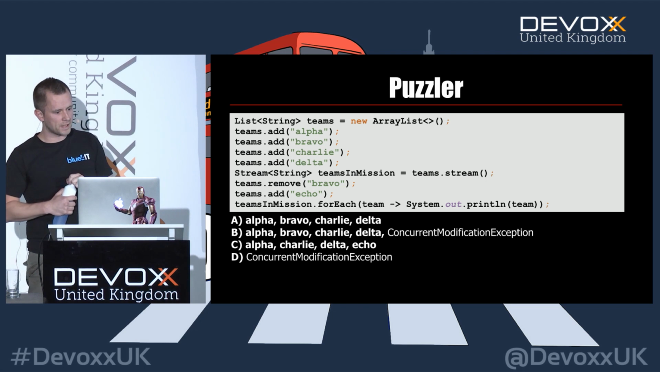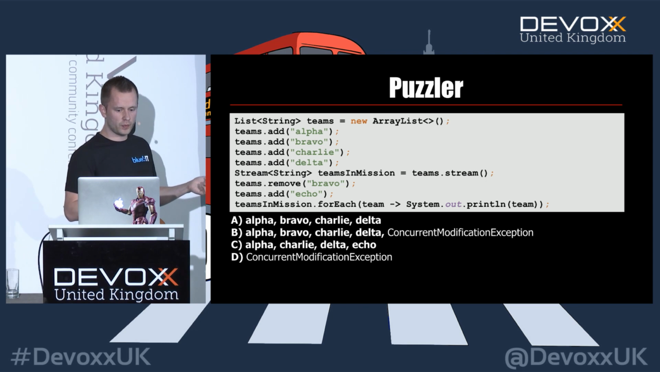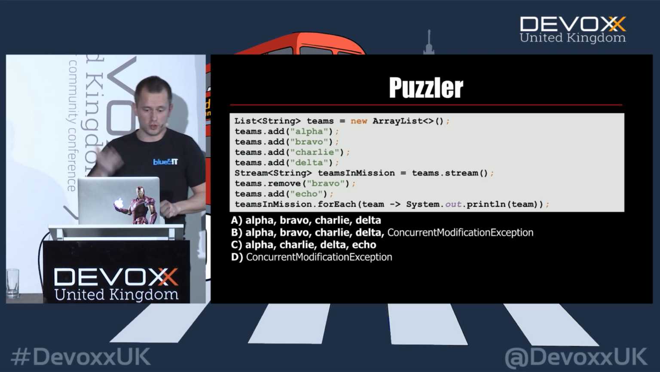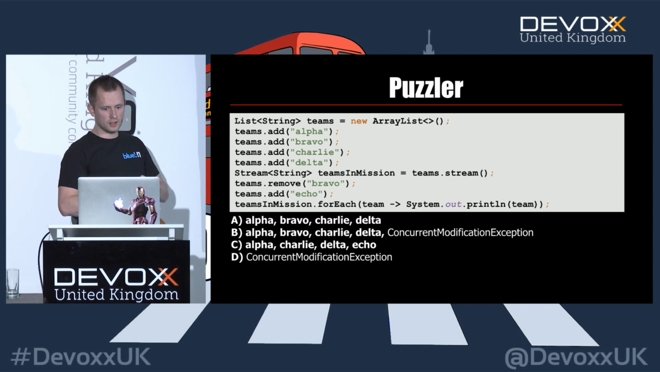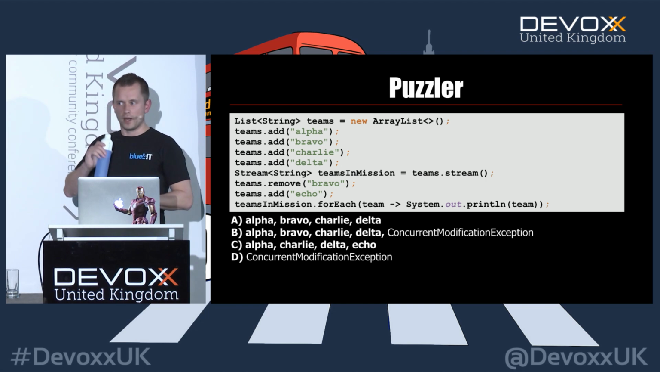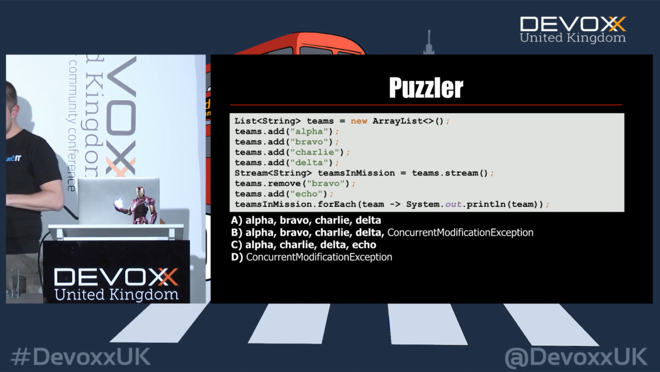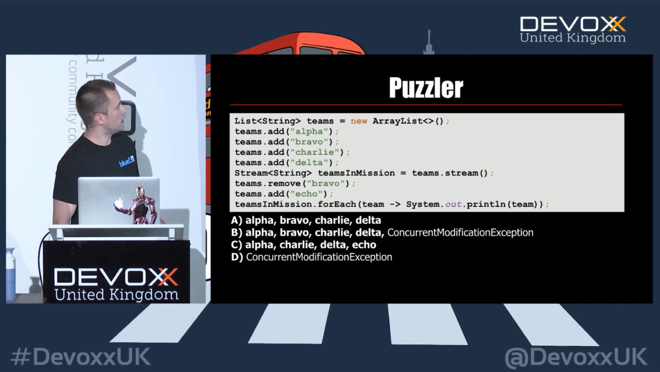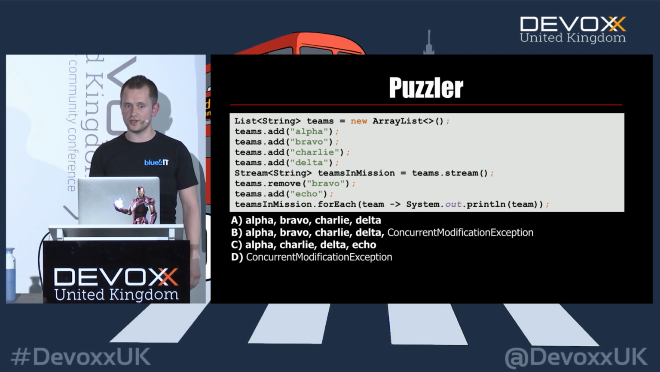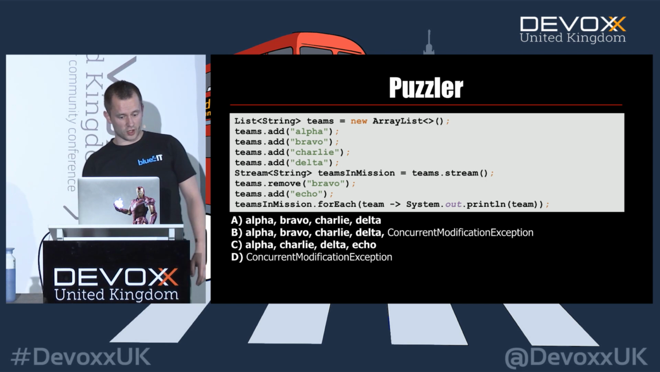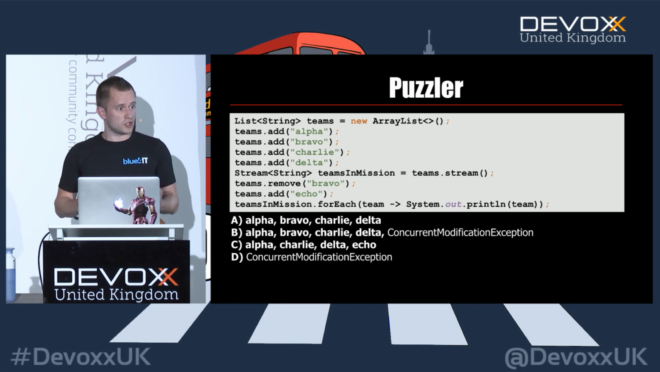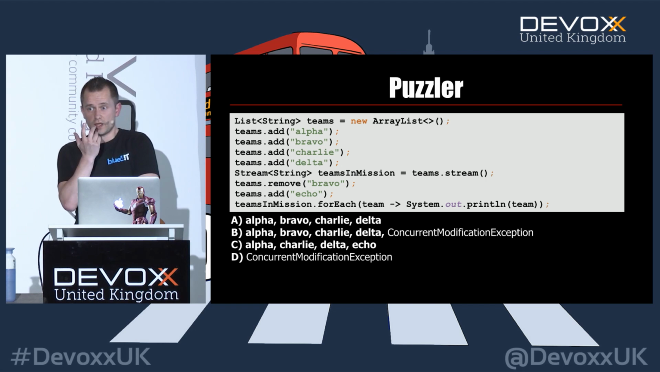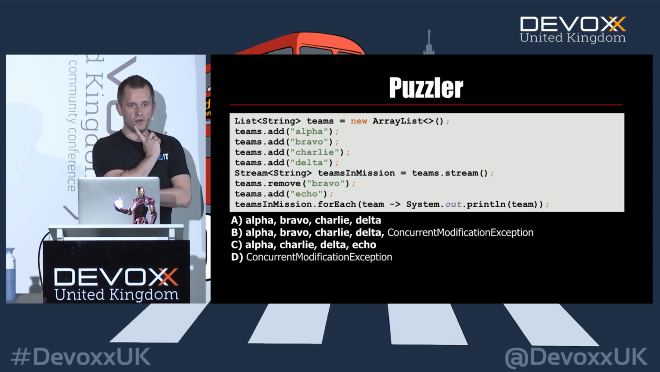declared a stream. So now, teams in my mission, I do a forEach on it, and on each team I just simply print it out. Can somebody tell me what will happen? What will be the output? A: Alpha, Bravo, Charlie, and Delta, as I suggested in the first place. B: Alpha, Bravo, Charlie, Delta, concurrent modification exception. C: Alpha, Charlie, Delta, Echo, as I actually want it to be. Or D: do I get a concurrent modification exception? Who thinks A?